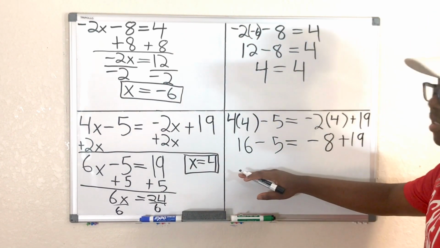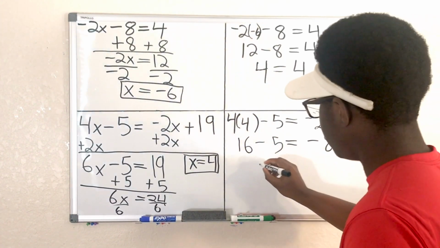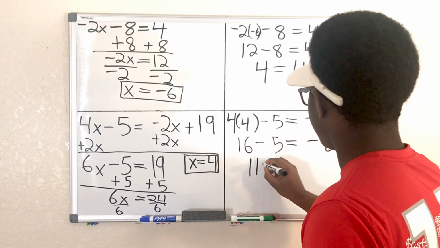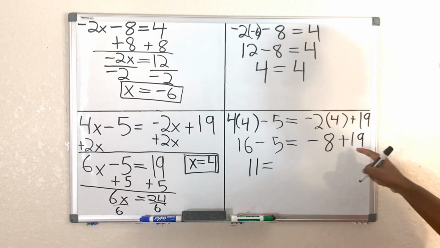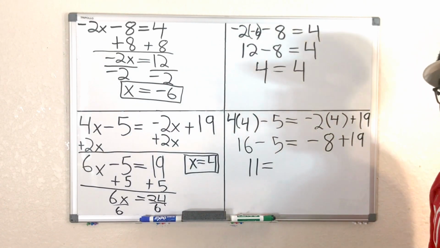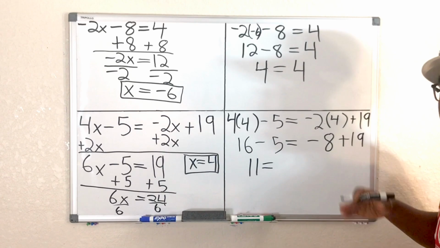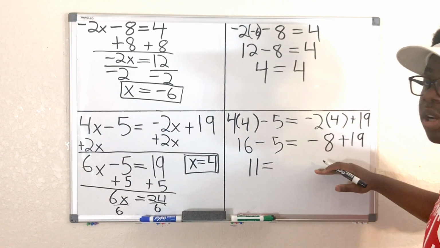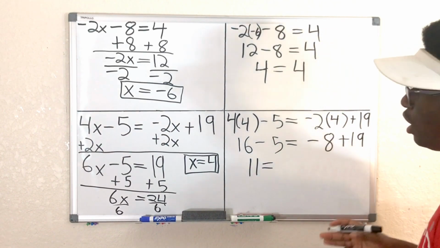Now this is as simple as elementary. So 16 minus 5 is 11. Let's just get this over with. So now we have negative 8 plus 19. Now for some of the younger grades online that are watching this, it may seem or look like a hard question, but if you rearrange some of these numbers, they look really easy.